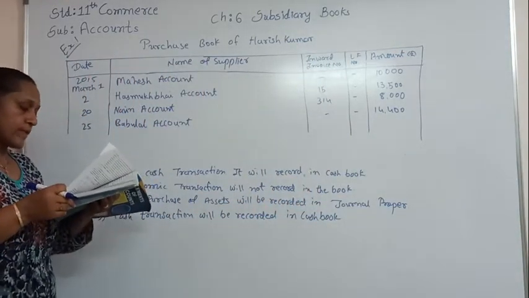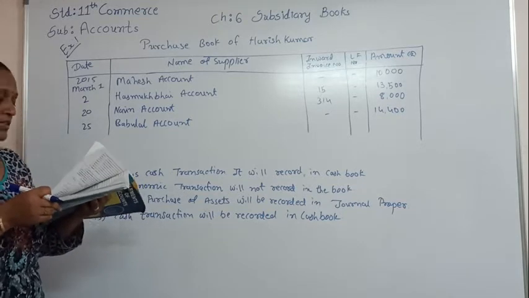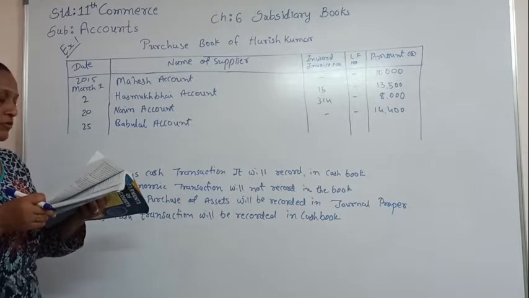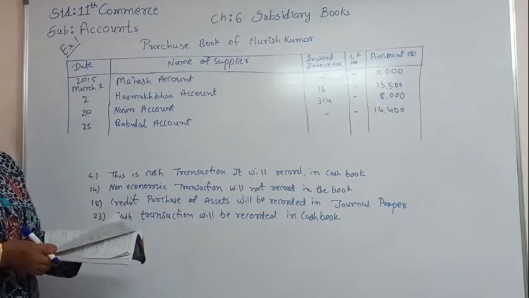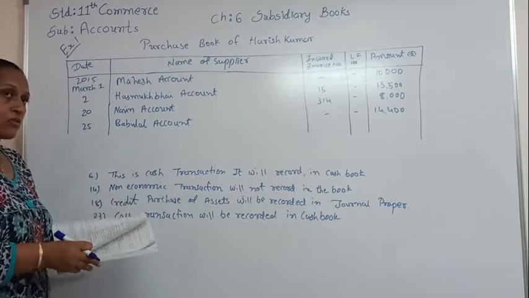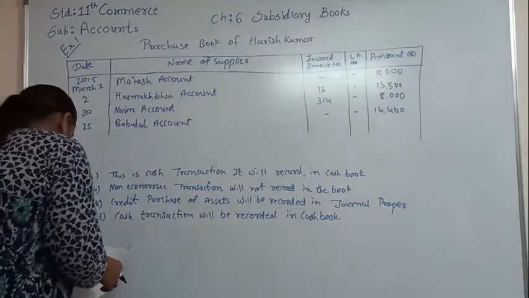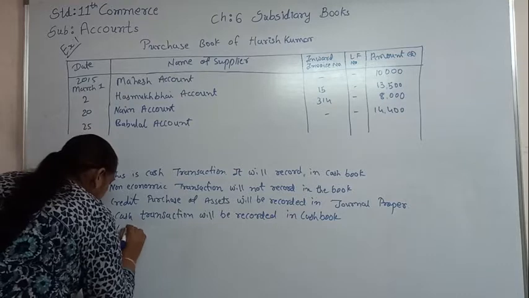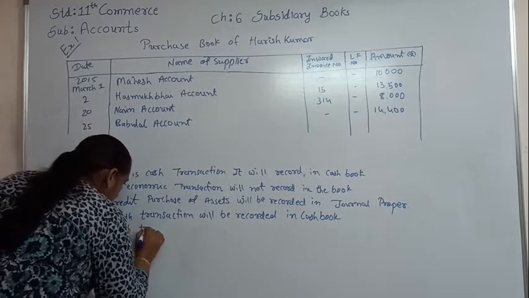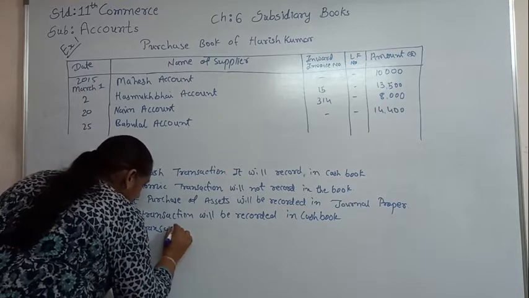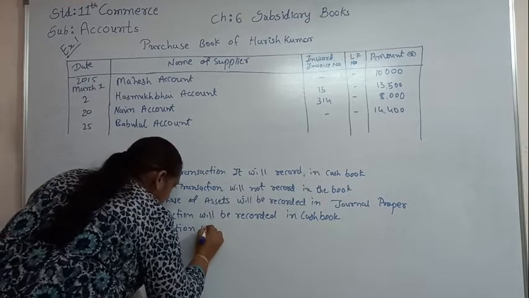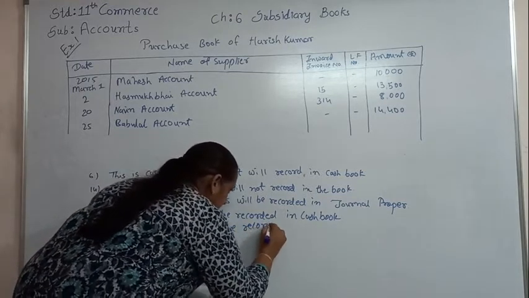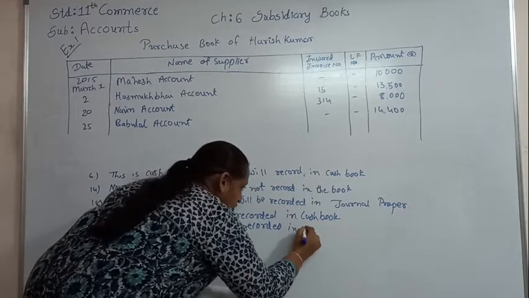Now let's see the next transaction. Goods of rupees 6,000 purchased from Lalit at 10% trade discount and 5% cash discount. Amount of bill paid immediately. So this is a cash transaction, and we are not going to record it here. So that transaction we will be recording in the cash book. Cash transaction will be recorded in cash book.